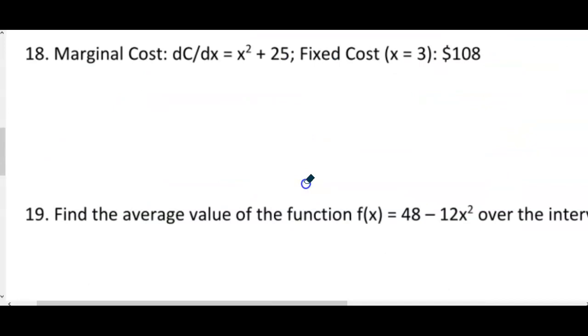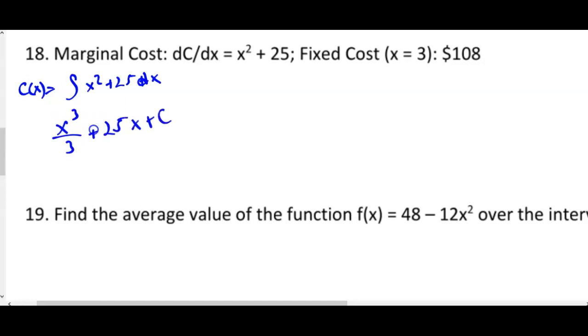18, this is another particular solution problem, guys. That's all this is. This is the derivative of c, so we're going to say c of x equals the integration of x squared plus 25 dx. All right, when we integrate it, we get x cubed divided by 3 plus 25x plus c. Now we're going to take that whole thing and plug in 3 and it equals 108.